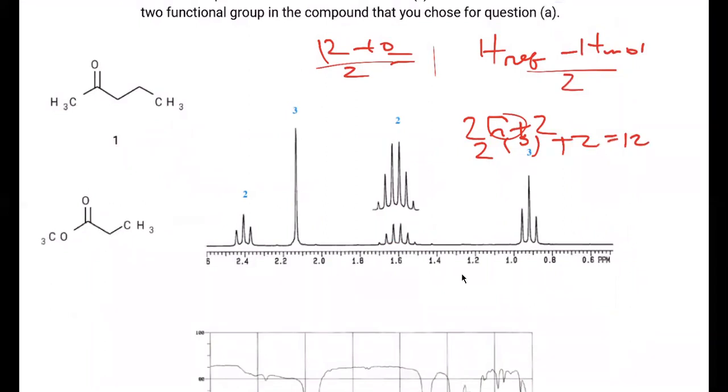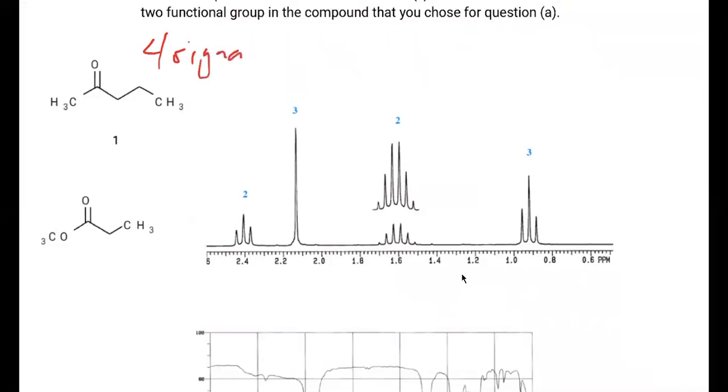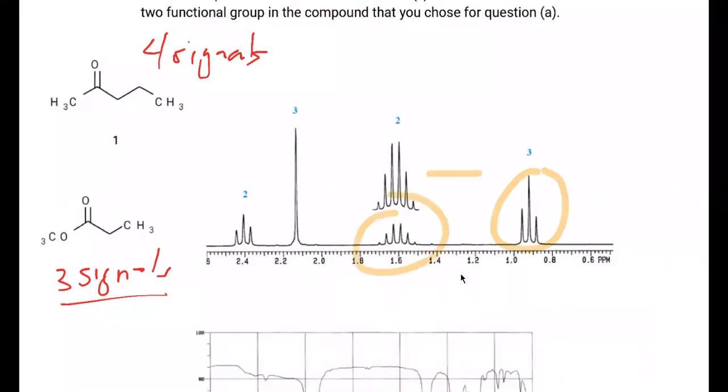Okay, so now we got our two potential structures, right? And coincidentally, how many signals does number 1 give? We already said it, right? Yeah, it was 4, I believe. So this is 4 signals. And then we said this one would give 3 signals. Look at the spectrum and tell me how many signals you see. You have a signal here, here, zoom here, and then here.